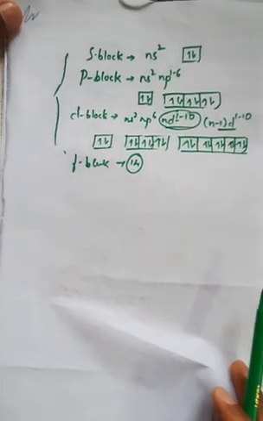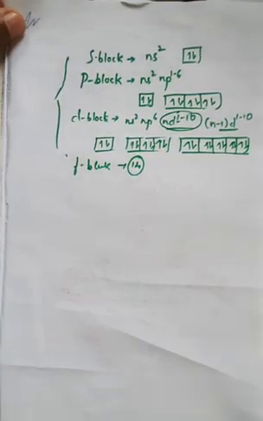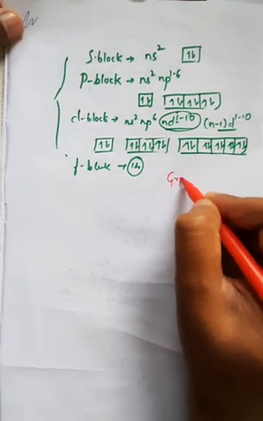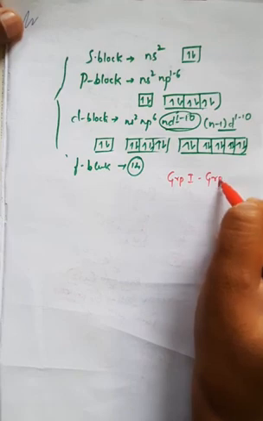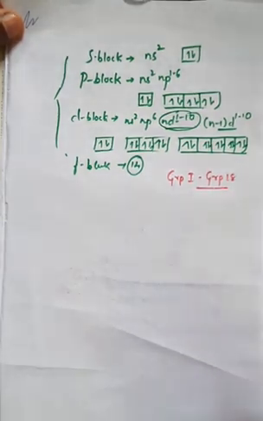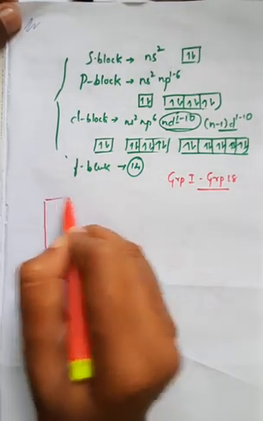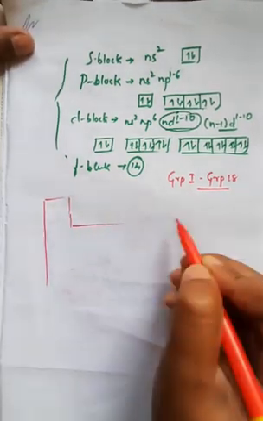So here I will draw a rough diagrammatic representation of the periodic table, right? There are group 1 to group 18, so the periodic table consists of group 1 to group 18. If you see the diagrammatic representation of a periodic table, it looks like this.